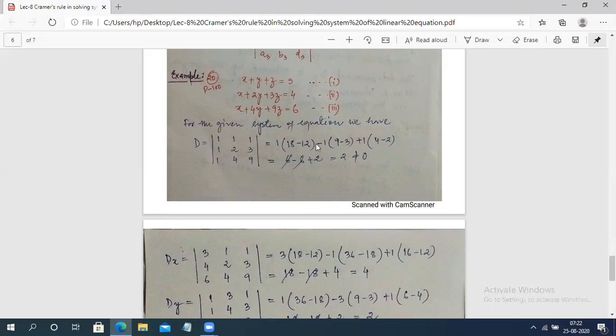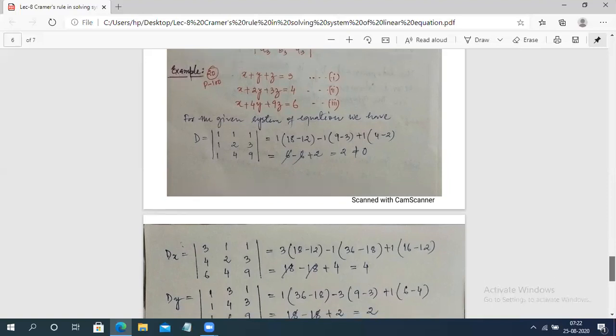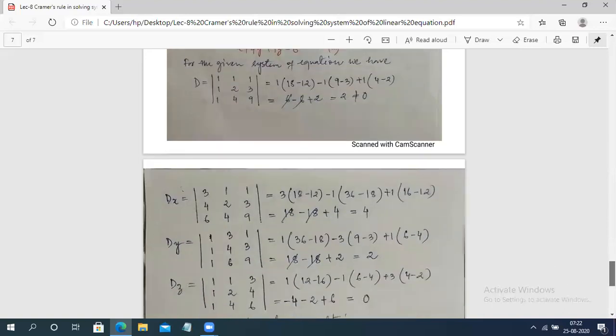It is a square matrix. It is a matrix of three variables. Three equations are given, so it will be a 3 cross 3 square matrix. So find the value of D. It is coming out 2, which is non-zero. Now you proceed. Now find dx.